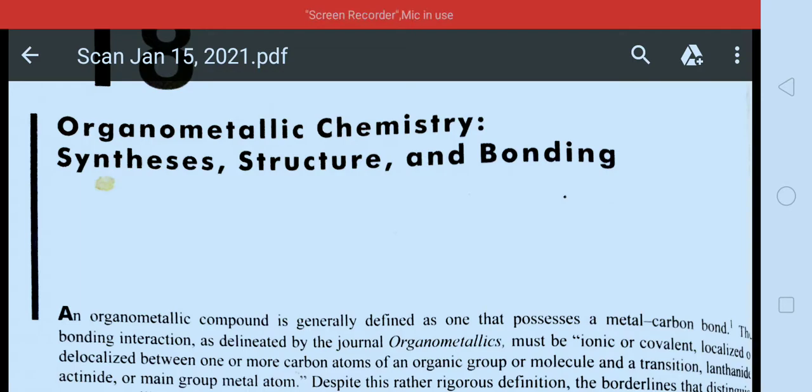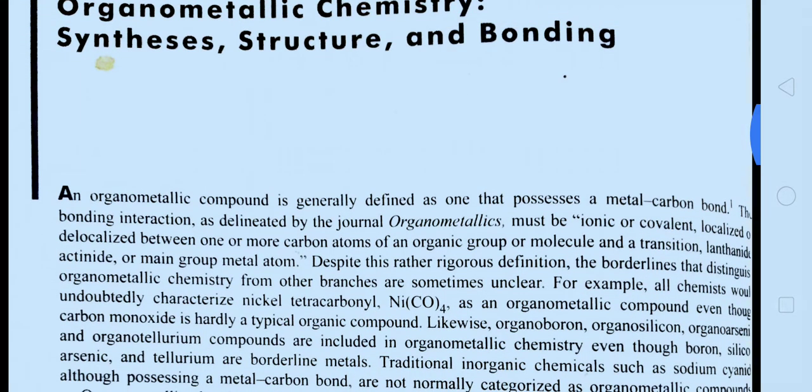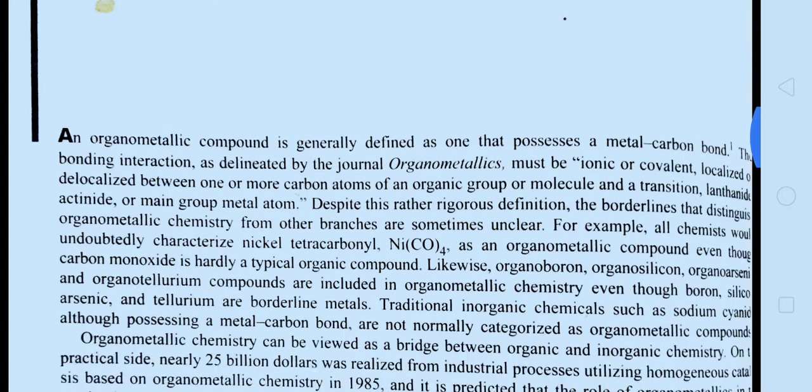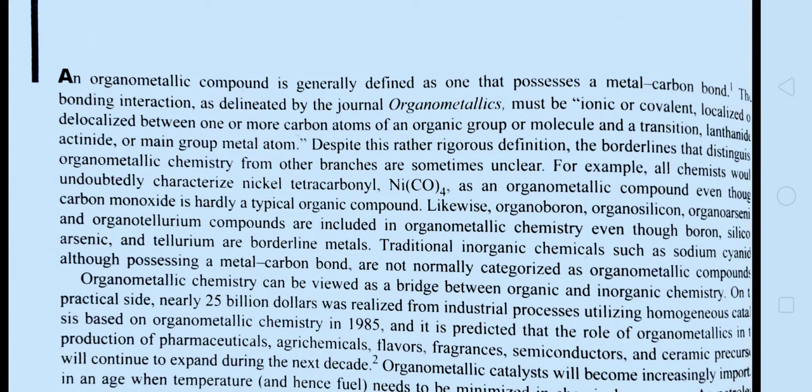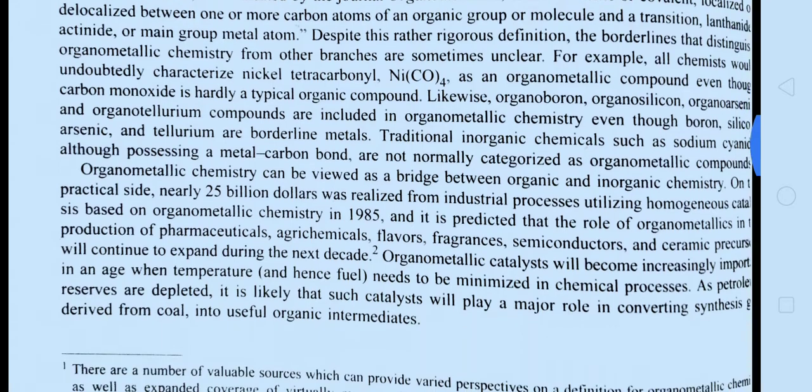Metal containing compounds containing metal carbon bond. Here the interaction may be ionic, covalent, which can be delocalized between one or more carbon atoms of an organic group or molecule, or a transition or lanthanide, actinide or main group atom. And the basis of classification we have already discussed.